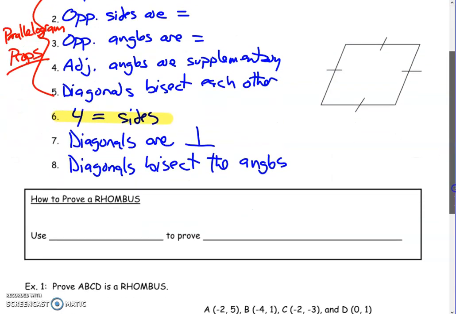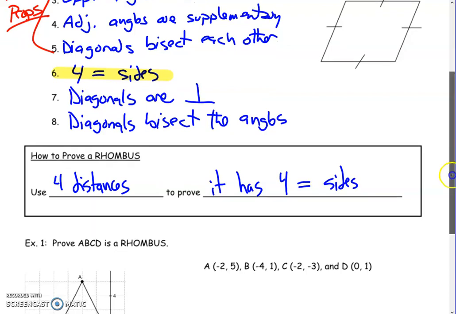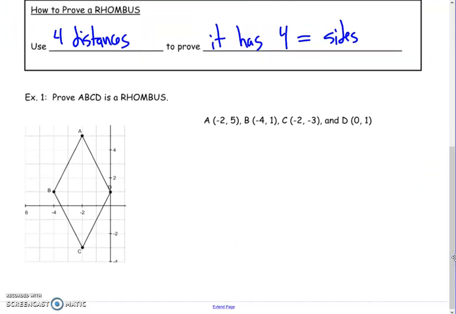All right, so we are going to prove a rhombus very similar to the way we proved a rectangle, except the conclusion is going to be different. We're going to use 4 distances to prove it has 4 equal sides. The work will be exactly the same as the parallelogram proof, with the exception of all 4 sides going to be the same length. Let's look at an example.